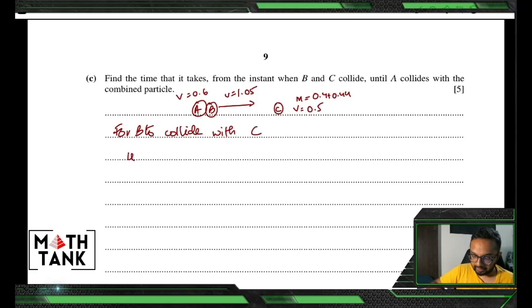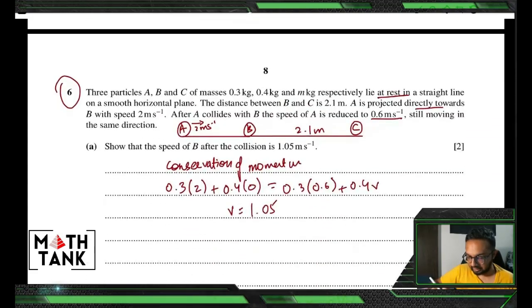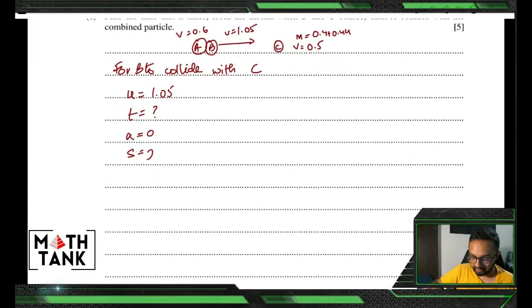So its speed was 1.05. Time is what I want to find. Its acceleration was 0 and its distance was, in the question, 2.1 meters. So I can then say that S equals ut plus half at squared. So that looks like 2 seconds.